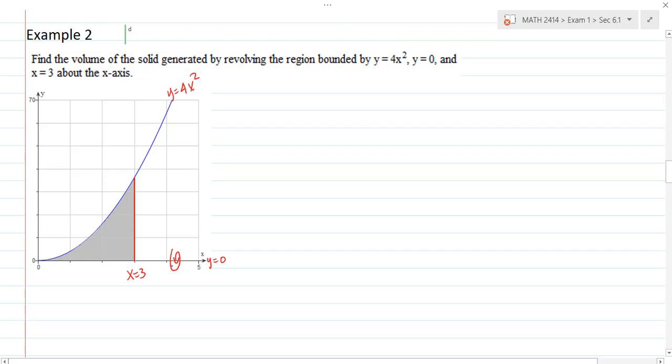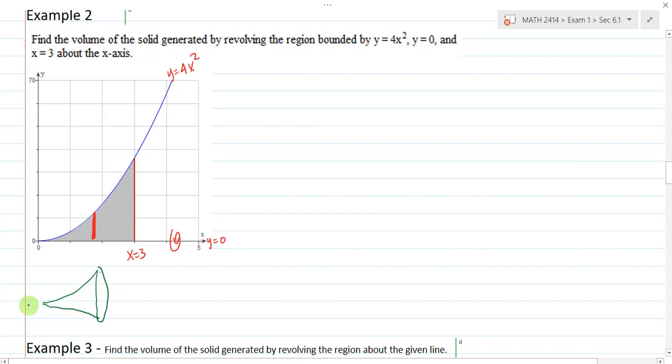So when I draw my representative rectangle to help me determine what my radius is going to be, it's going to be perpendicular to that axis of revolution. So you would end up with a shape that looks something like this, where that axis of revolution would be in the middle. All right, so do you have in your mind now a picture of what this is going to look like when I revolve this?